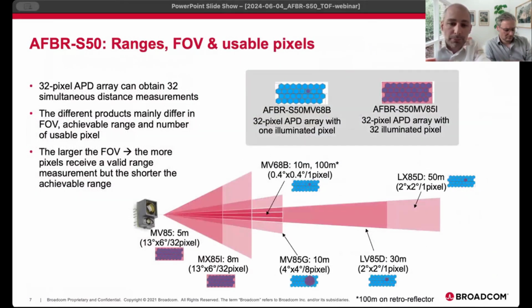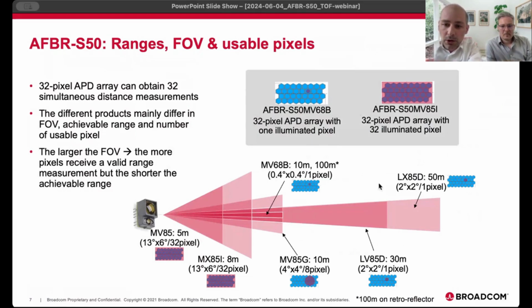Regarding our product variants, our products are all based on the same IC. So all of these sensors come with the 32 pixel APD array, but they mainly differ in the field of view of the laser. So we have variants with very narrow field of view, starting from 0.4 degrees times 0.4 degrees, where we illuminate just a single pixel on the sensor array. So you only get one distance reading, but a very focused view onto the scenery.